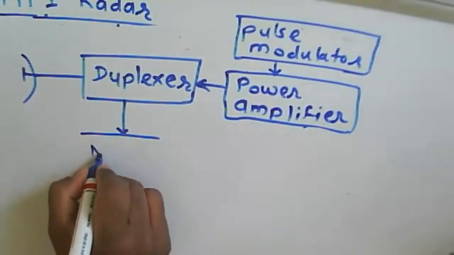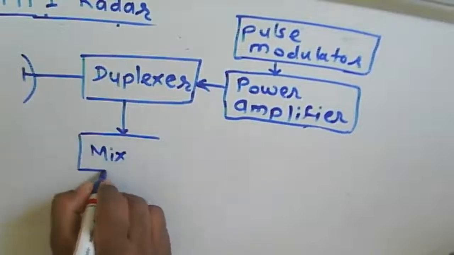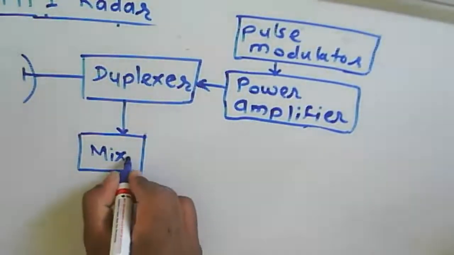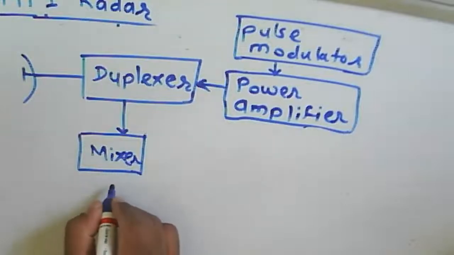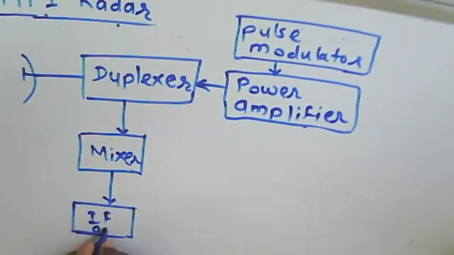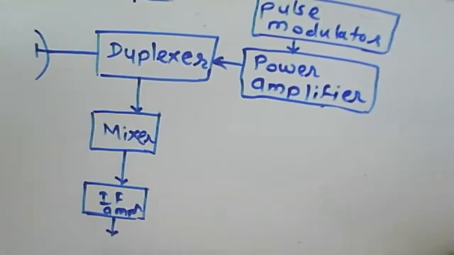Then here is a mixer, because it is receiving the signal. That's why we are supposed to use a mixer. After that we have the IF block here, the IF amplifier. Then we have a phase detector.